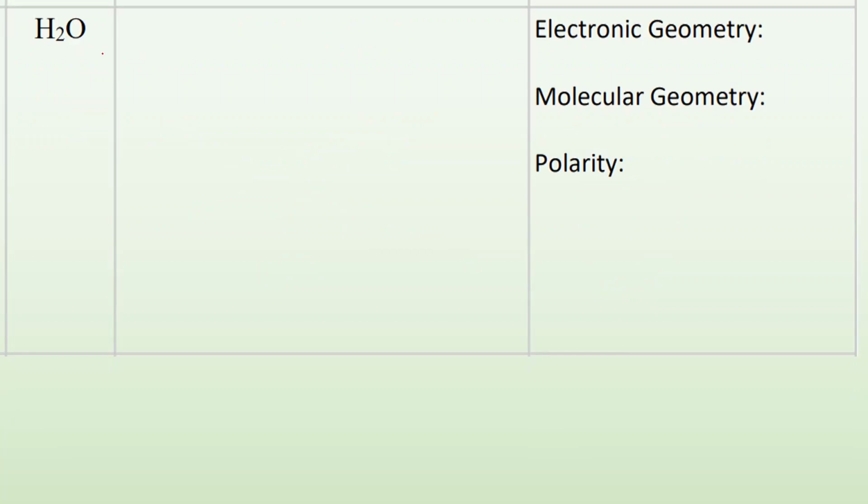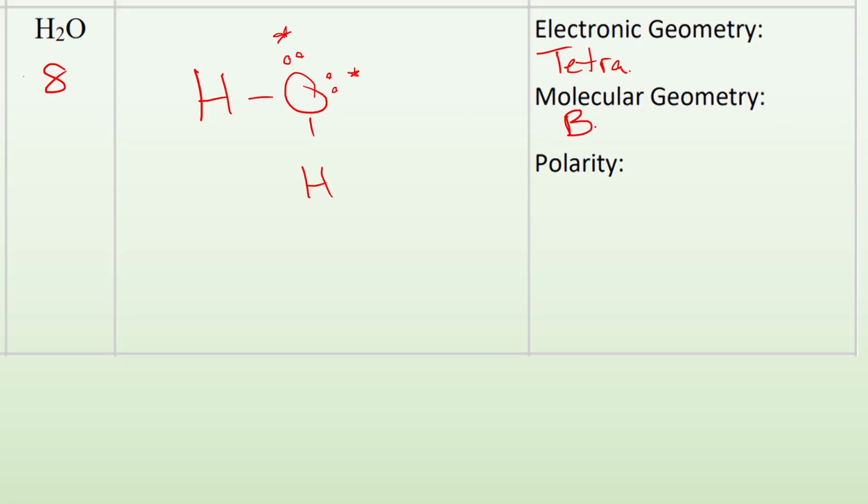All right, H2O, we have a total of 8 valence electrons, and the molecule looks like this. Finish the octet around oxygen. Electronic geometry, well, there's 4 domains, so that makes it tetrahedral. But the molecular geometry, because we have these 2 non-bonding domains, is going to be bent. The polarity is going to be polar because there's only one line of symmetry in the Lewis structure, so there you go.